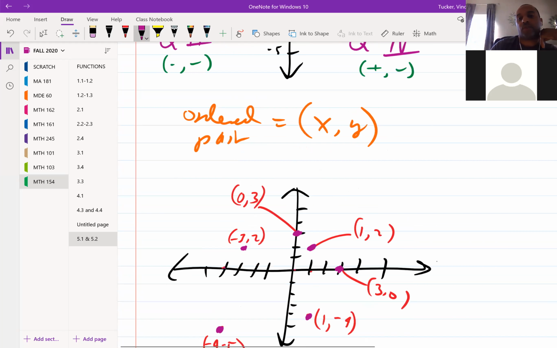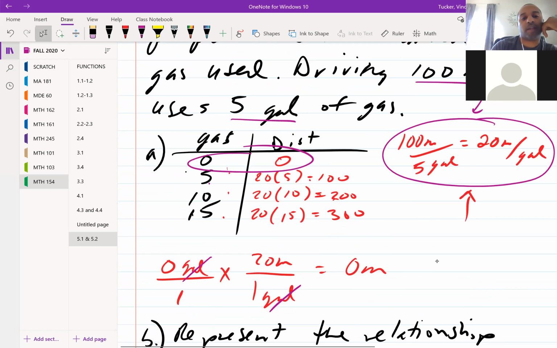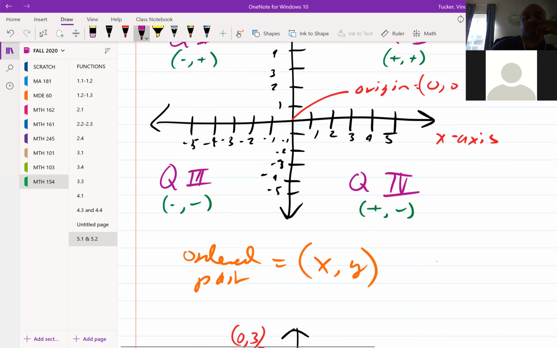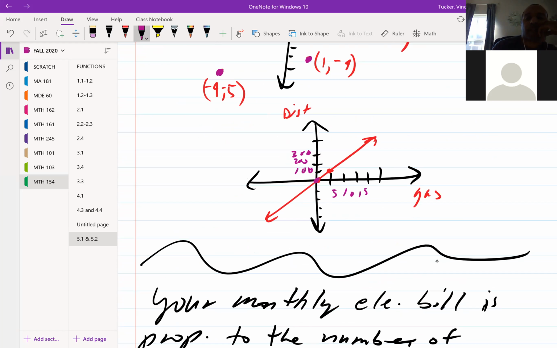And I did that according to what type of values I had in my x and y axis for my gas and my distance. So my gas went in increments of 5, distance went in increments of 100. So I plotted (0, 0), and then I plot (5, 100), and that gave me my line. All right, questions?